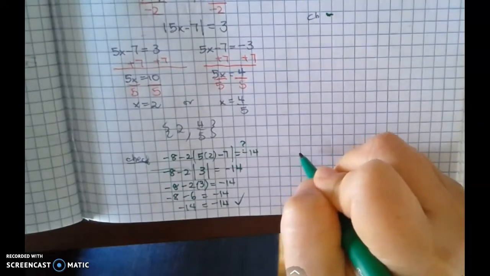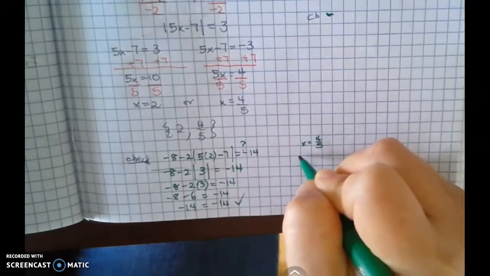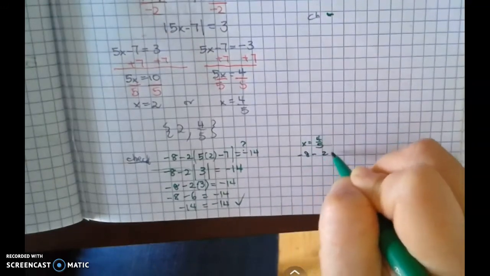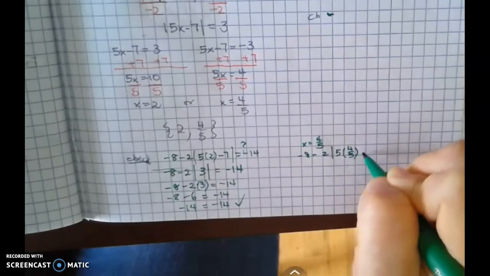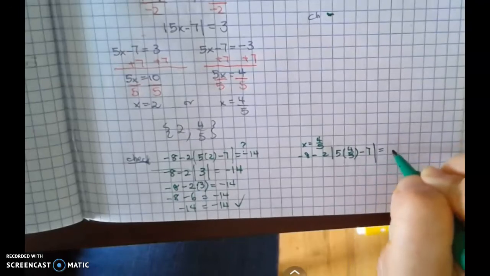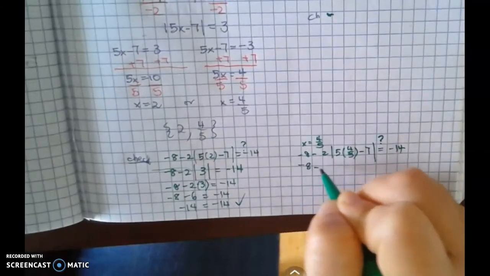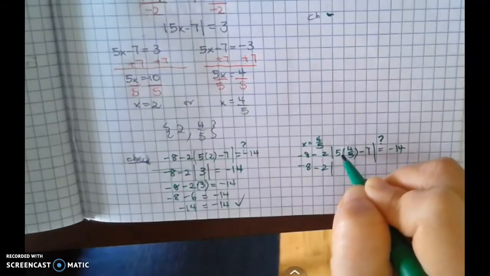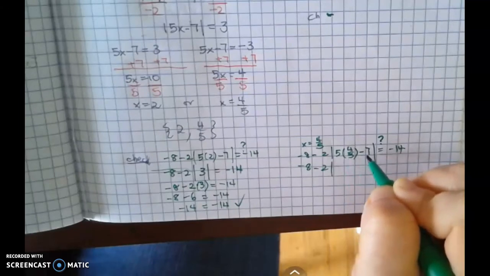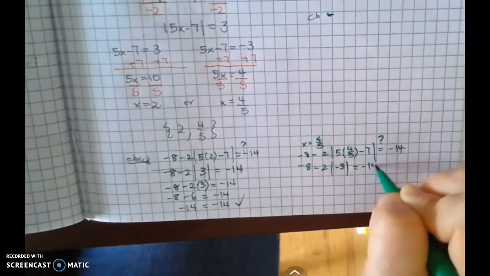We said x is equal to 4 over 5. So that's negative 8 minus 2 times the absolute value of 5 times 4 over 5 minus 7 is equal to negative 14. Is that true? Well, negative 8 minus 2 times, 5 times 4 divided by 5 is just going to be 4. And then 4 minus 7 is going to be negative 3, is equal to negative 14.